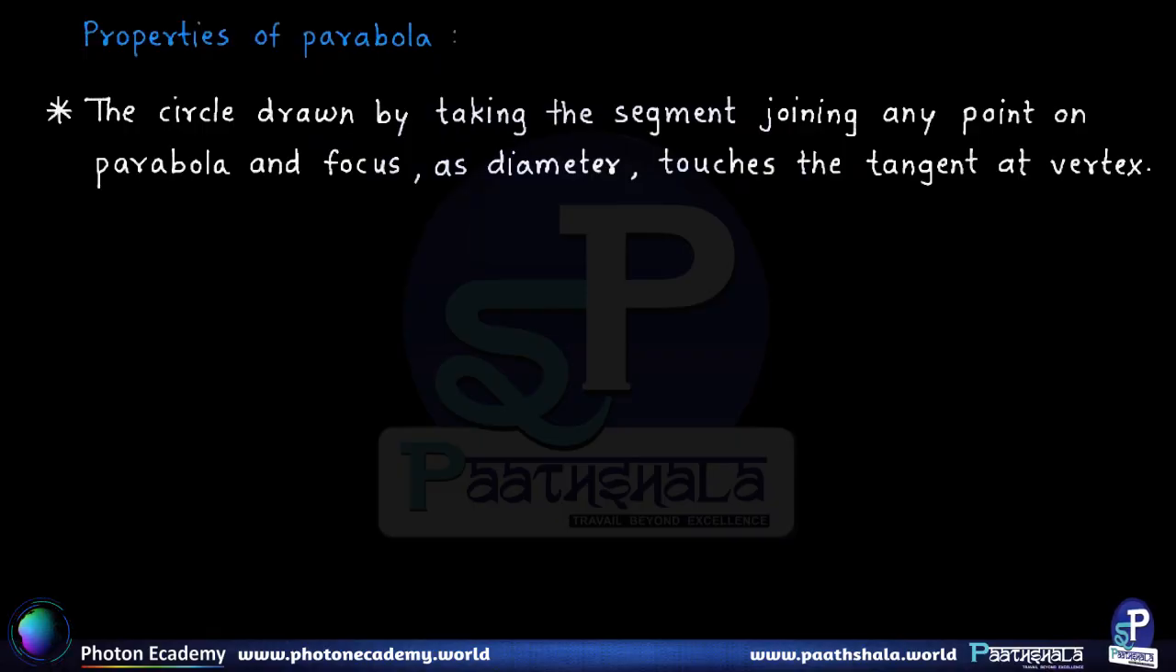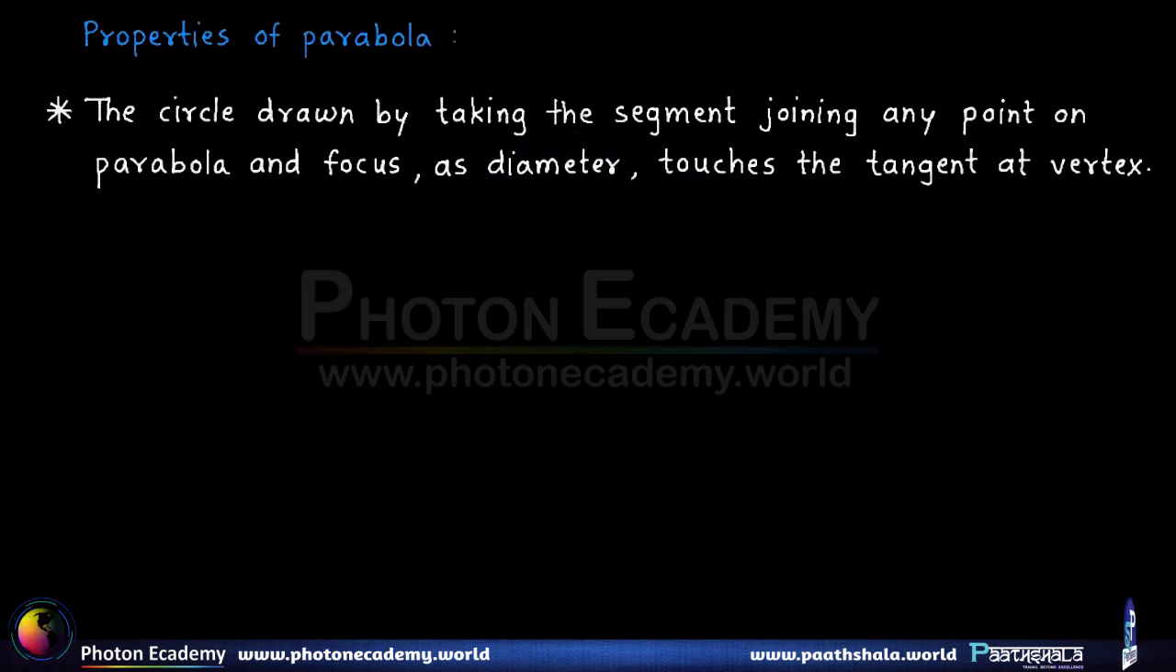Now let's move on to study the important properties of parabola. So the first one is the circle drawn by taking the segment joining any point on the parabola and the focus as diameter touches the tangent at vertex. So let's consider what does this mean.